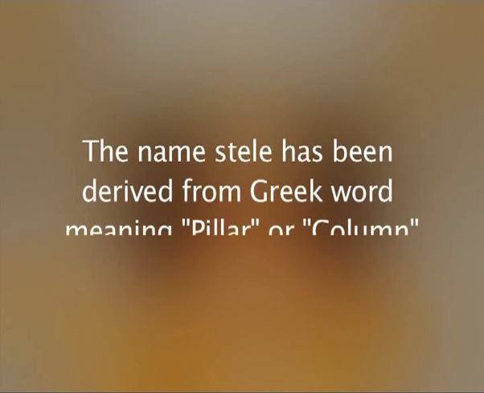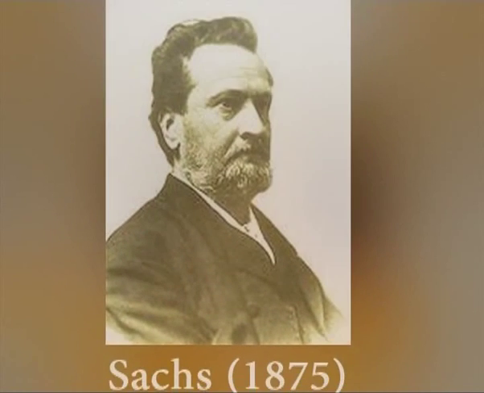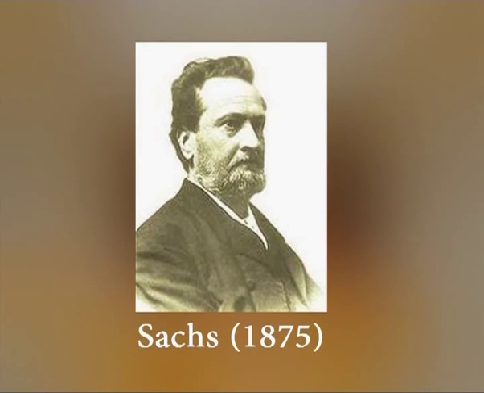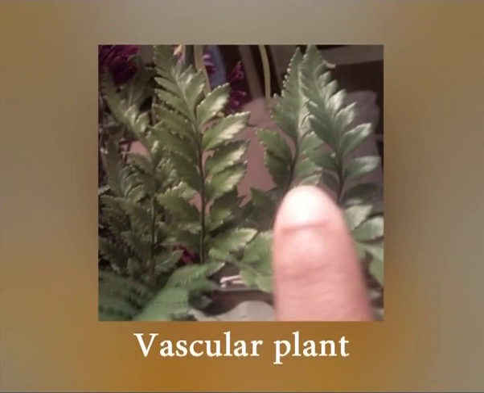The name stele has been derived from the Greek word meaning pillar or column. Sachs in 1875 proposed that the vascular system of the plant body is a continuous system. For the first time, the stellar organization appeared in pteridophytes. Hence, the pteridophytes are called the first vascular plants.